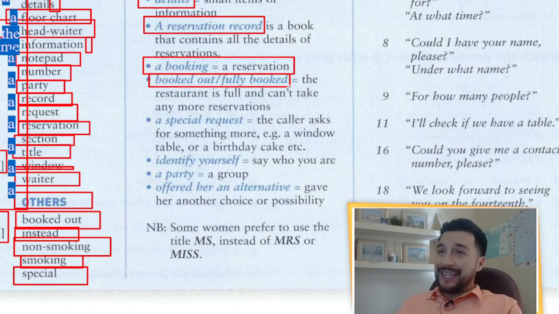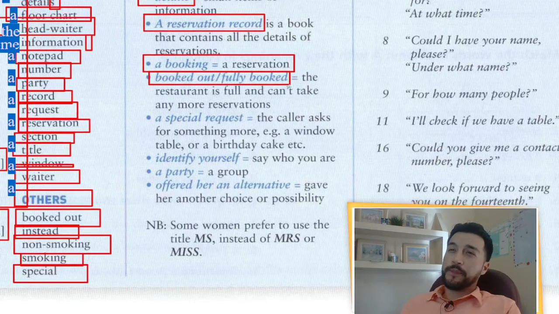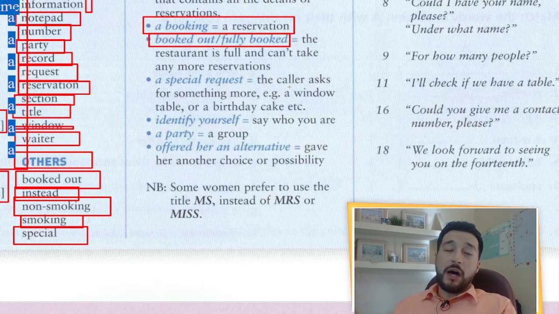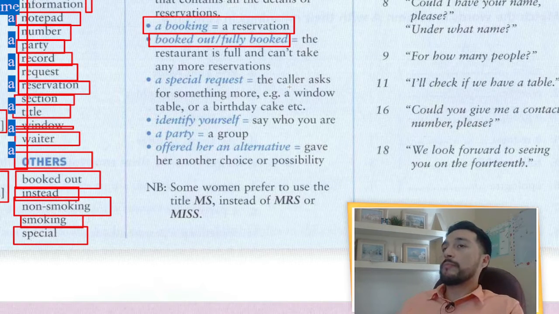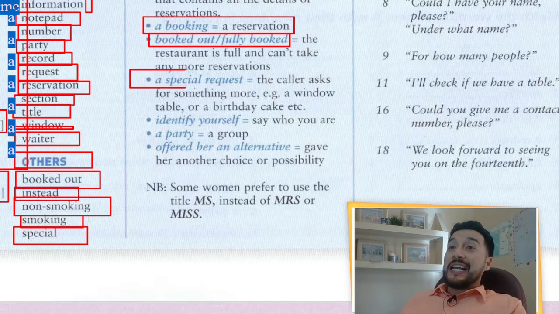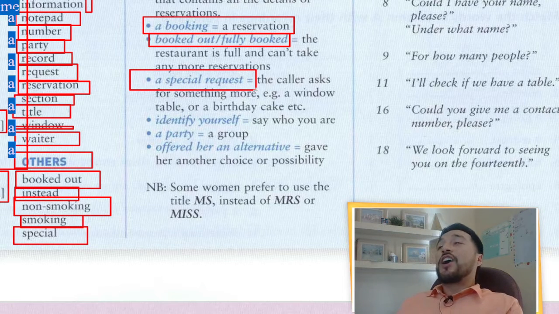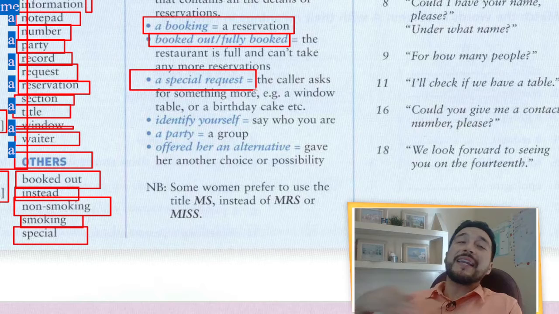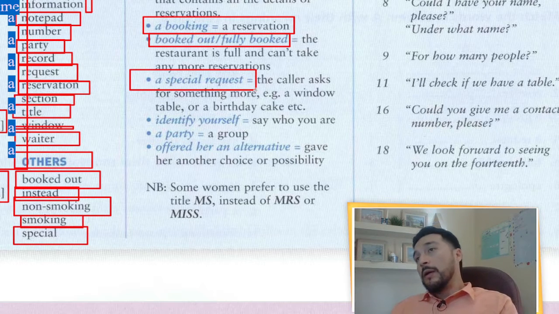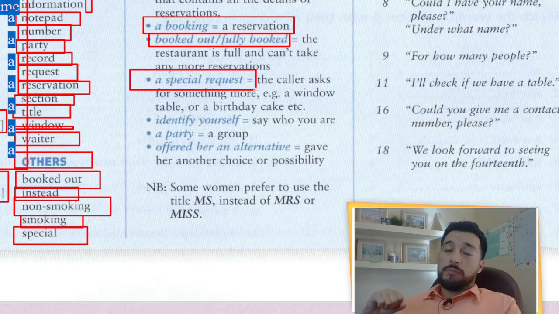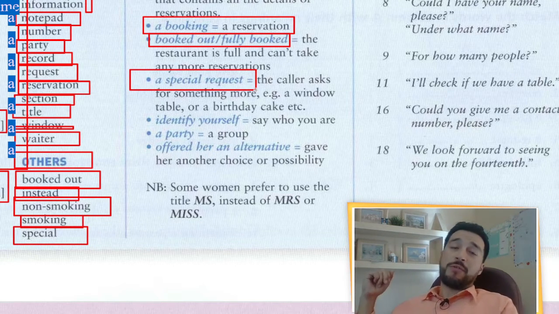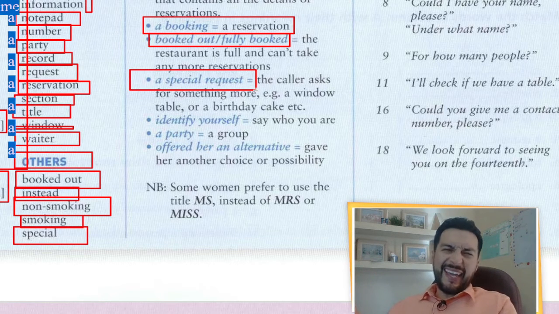Take any more reservations. No more tables are available. A special request. In this class, the caller asks for something extra, something more. Example given, a window table. Another example, a birthday cake.